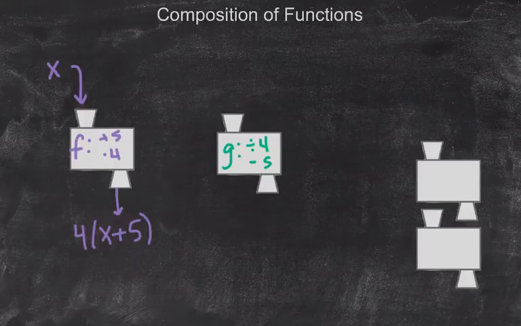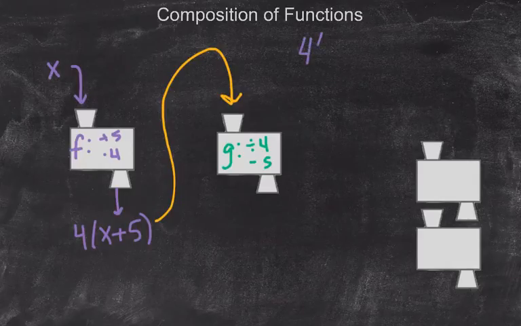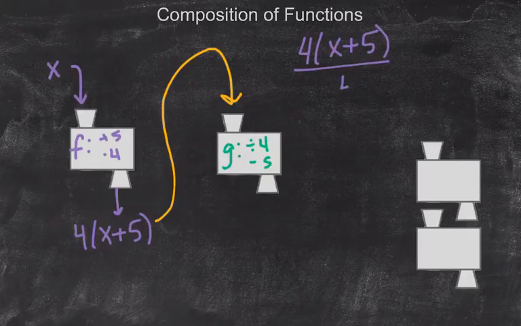So what I'm going to do is input x to the f function, and I get out my usual 4 times x plus 5. And then I'm going to take that and put it right into the g function. So I'm taking all of the outputs from my f function, because I haven't been specific about what x is, and I'm putting them all into the g function all at once. So I'm taking 4 times x plus 5, and I'm first dividing it by 4, and then subtracting 5.